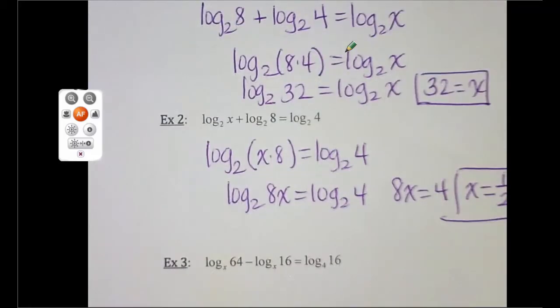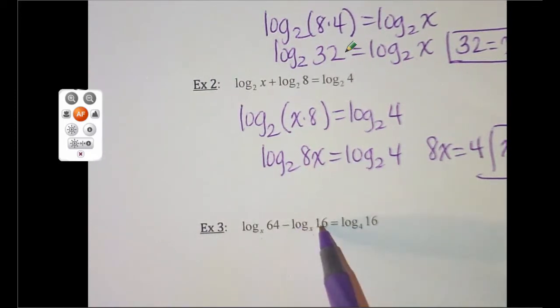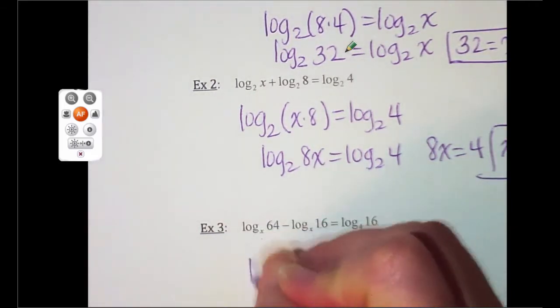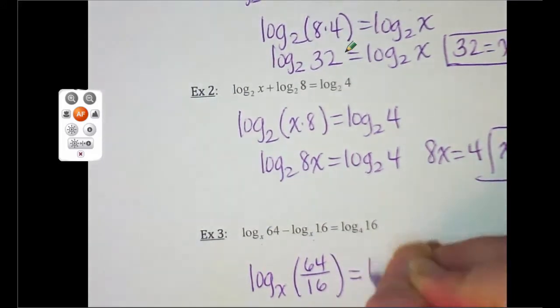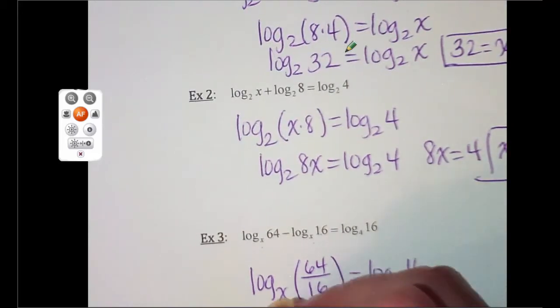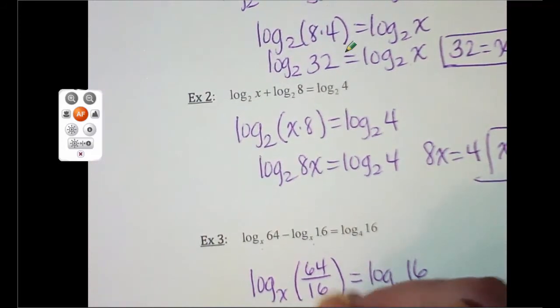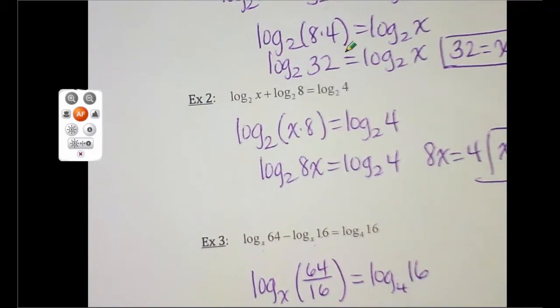Our last example for this section. Here I'm looking for the base, and I've got two logs to that same base x separated by subtraction, so that condenses back to division. So I'll condense this side to log base x of 64 divided by 16 equals log base 4 of 16. Well, 64 divided by 16 is 4, so log base x of 4 equals the exponent on 4 that gives me 16, which is 2. Oops.